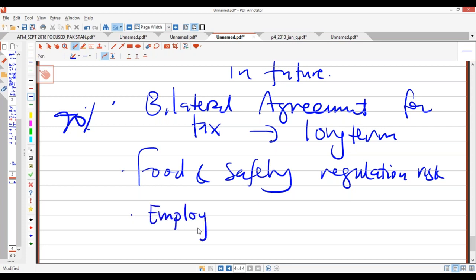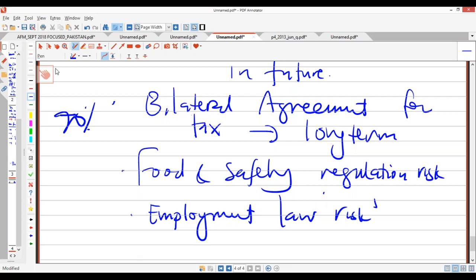Employment law. Employment law risk: don't take advantage of the laborers there. They are cheap, hardworking and skilled, but don't exploit them by paying bare minimum wage. Minimum wage is good, but don't exploit that position either.